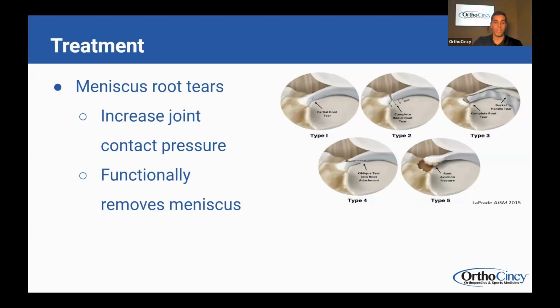So when you don't have that meniscus attached in the back, you're basically losing the function of the meniscus completely. So it's essentially like not having a meniscus. And there's great contact pressures on the knee joint. And so there's a high likelihood of developing arthritis relatively quickly with a meniscus root tear.